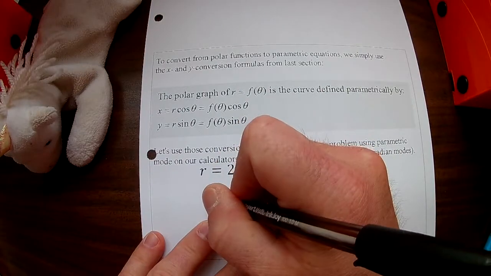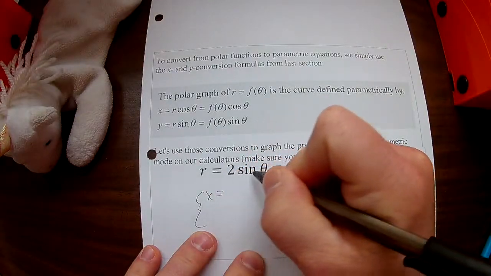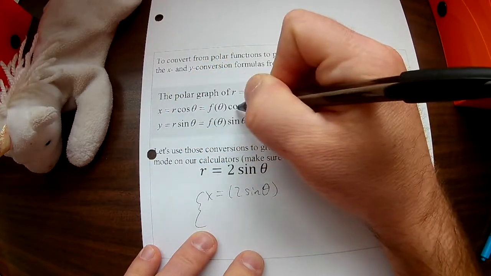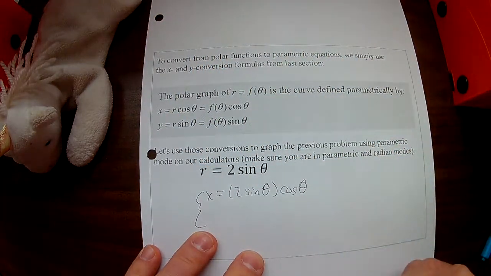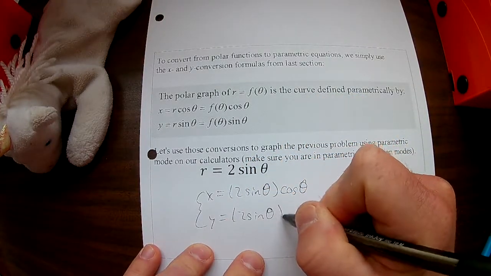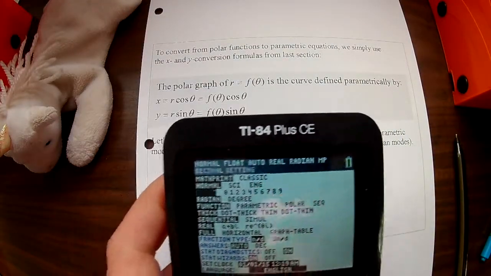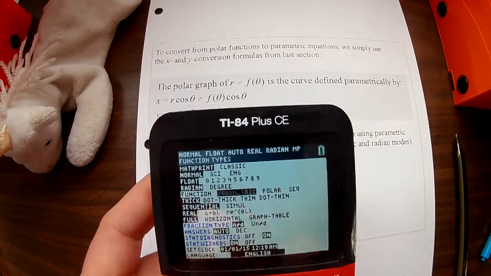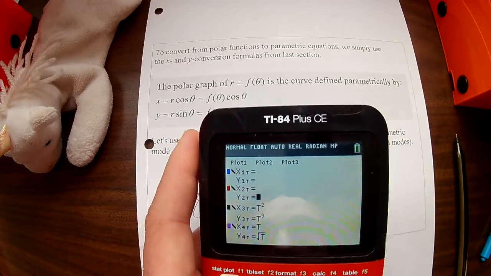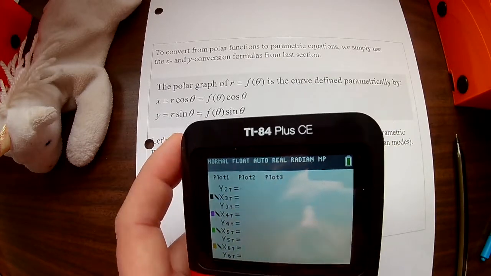So here I can say, to convert this into parametric form, I've got x is equal to my r, 2 sine of theta, times, just the quick conversion, cosine of theta. My y is going to be my r, 2 sine of theta, times sine of theta. And hey, we know how to do that in our calculator. We can go down here into parametric mode, ignore that there's stuff after where it says parametric mode because we're not quite there yet, and we can just go in here and clear out all that stuff from 2 weeks ago. Clear, clear, clear. All right.